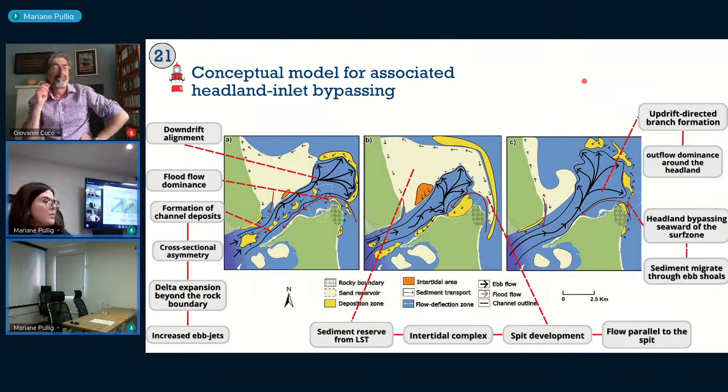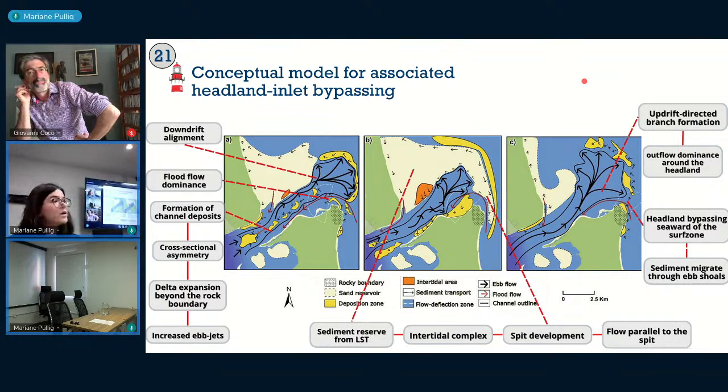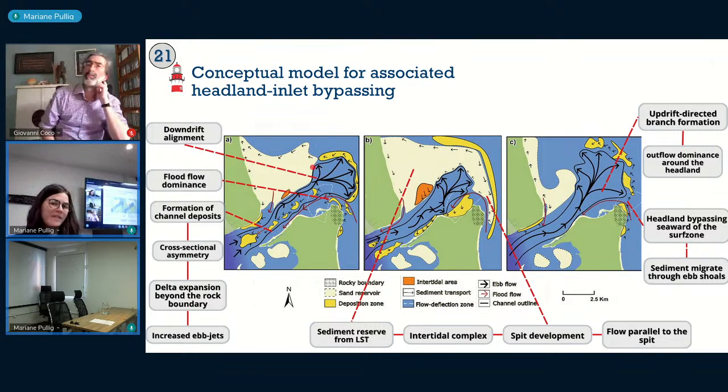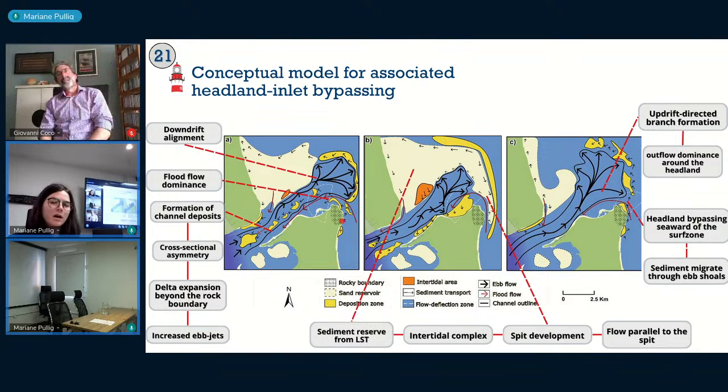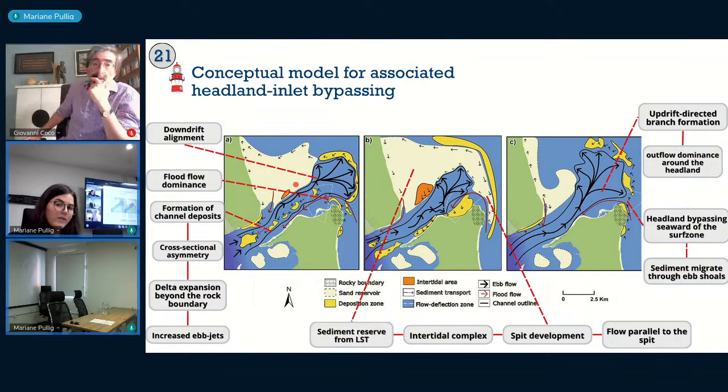This is the conceptual model for the associated process of headland and inlet bypassing that was elaborated from the results of the morphological analysis. So, what we see here is that during this first phase, we have the channel with a downdrift alignment. One may expect that this downdrift alignment of the ebb flux results in the dominance of the flood flux along the portions around the headland. This most likely contributed to the formation of the mid-channel deposits we observed in the morphological analysis and the cross-section asymmetry that led this side of the channel to be shallower than the other side.